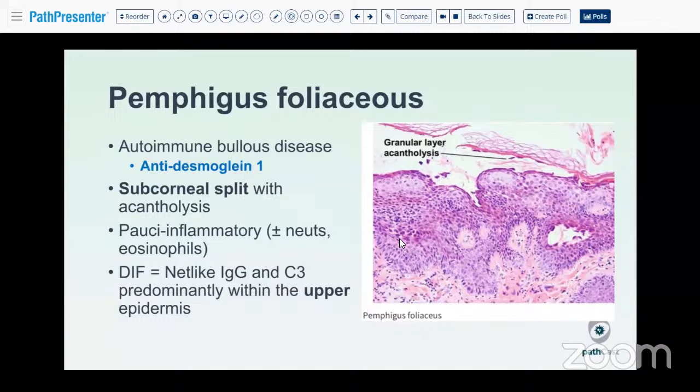Pemphigus foliaceus is another answer choice. Pemphigus foliaceus has antibodies directed against desmoglein 1. And desmoglein 1 is primarily located in the upper portions of our epidermis. So what happens is when you have antibodies directed to it, the split is very, very high up, kind of subcorneal or in the granular layer. It's possibly inflammatory, usually might have some neutrophils or eosinophils. And as DIF findings, your deposition is, of course, going to be in your upper epidermis.